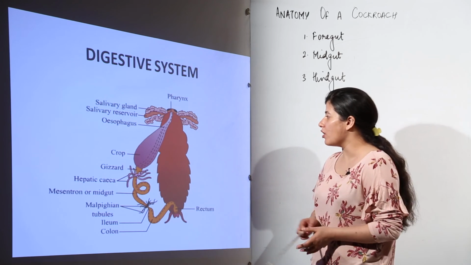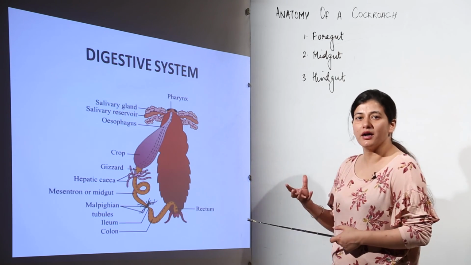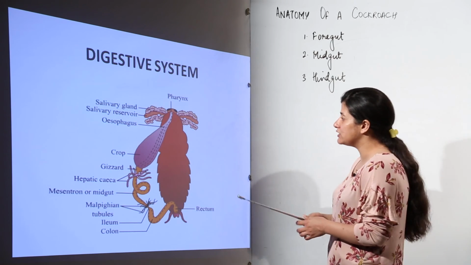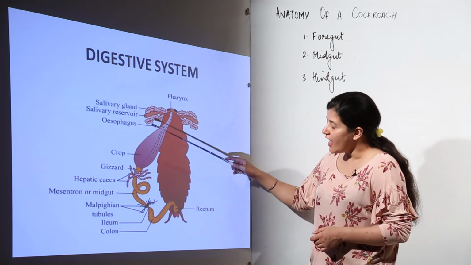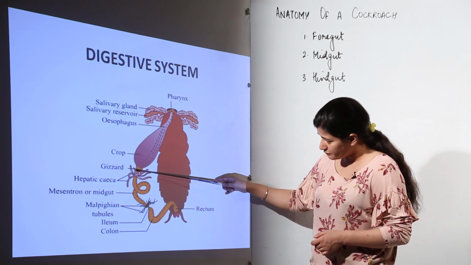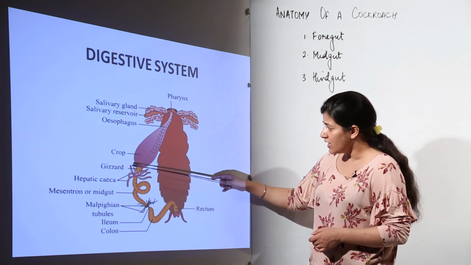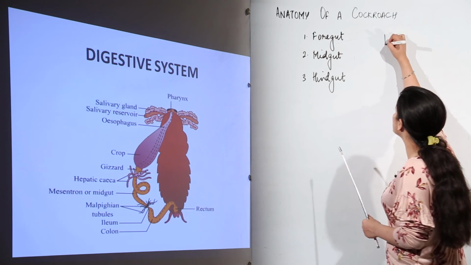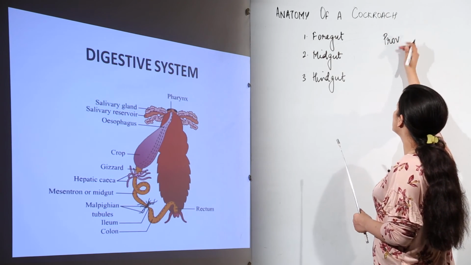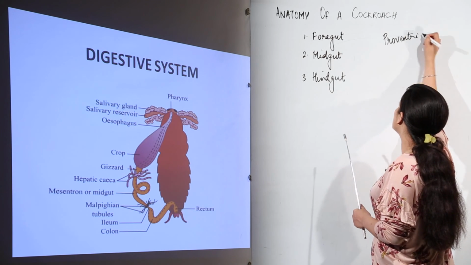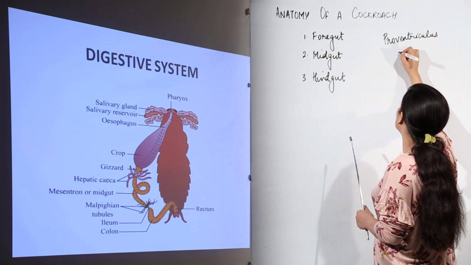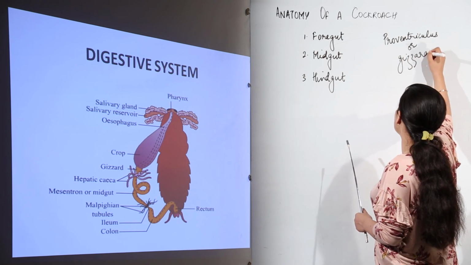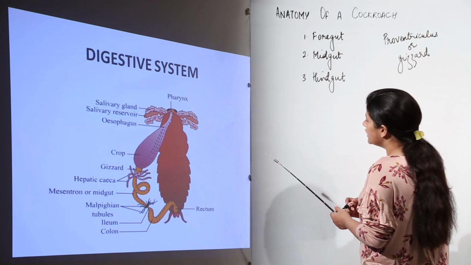Now what is this crop meant for? Crop is that part of the gut which stores food for some time. Whatever food the cockroach is eating, it would store the food, and next part is the gizzard. The other name for gizzard is proventriculus. I am just mentioning it over here, you have to remember: proventriculus is the gizzard. And with these parts we are done with the foregut.